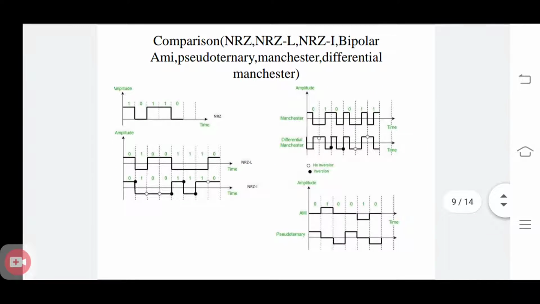And you have a task in this video. You can compare NRZ, NRZI, bipolar AMI and pseudo-ternary, Manchester and differential Manchester by using this slide. You can check it.